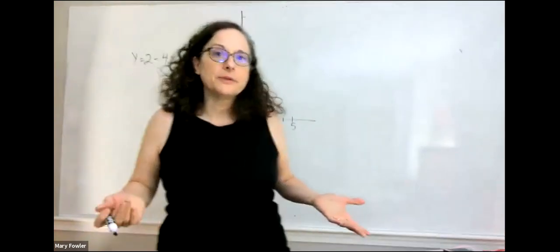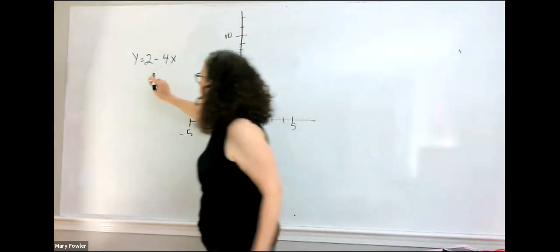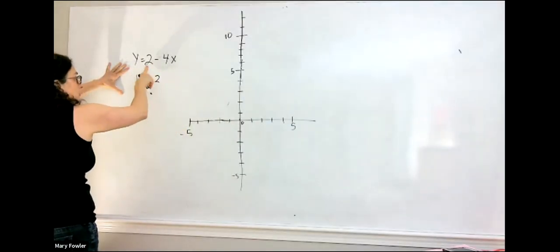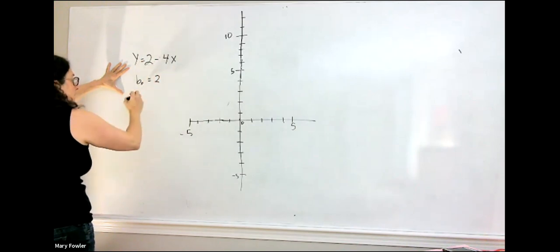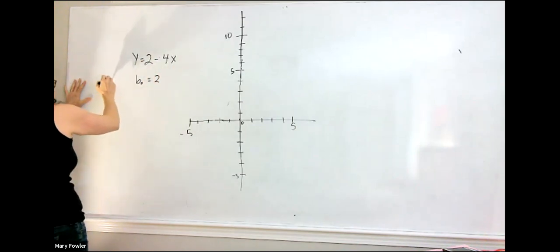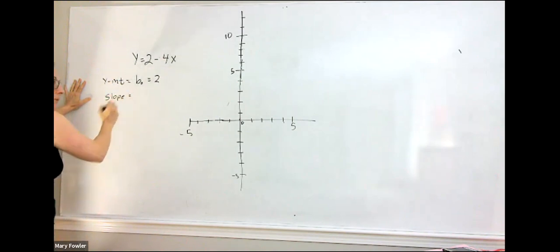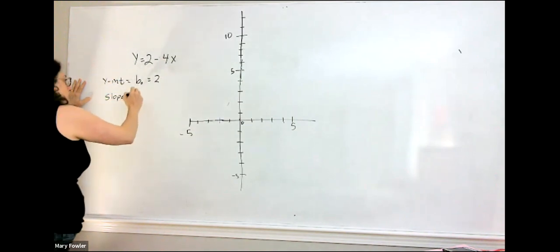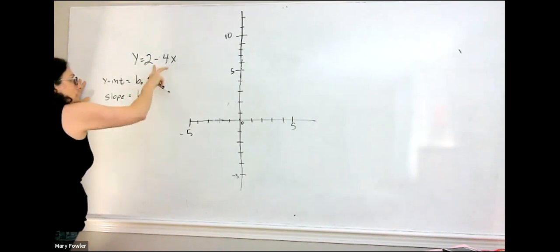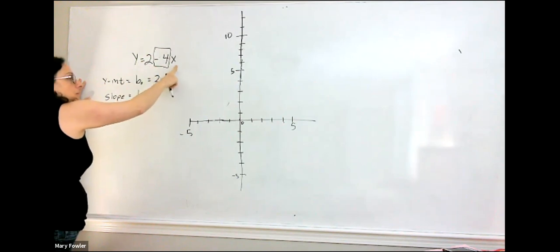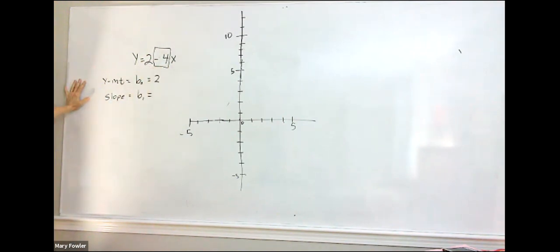Okay, so I'm just going to graph this line. We see that B naught is equal to 2. It's the value that's not being multiplied by the x. That's the y-intercept. And the slope is called B1. It's the value, including the sign, of the number that's being multiplied by the x.